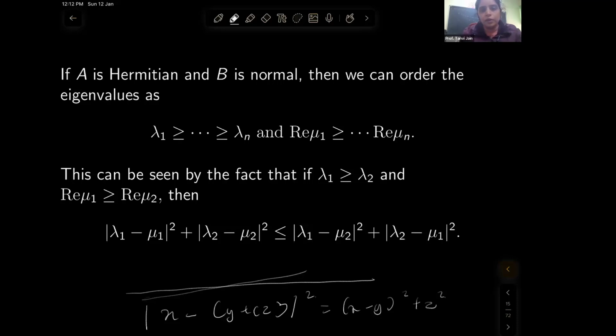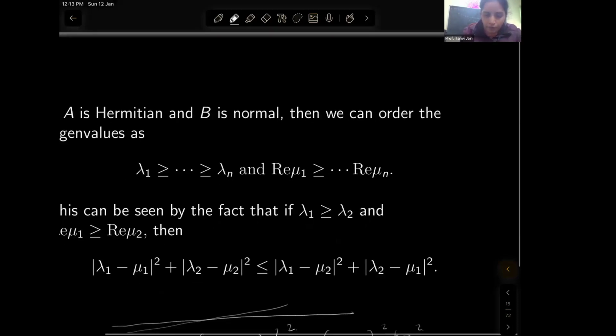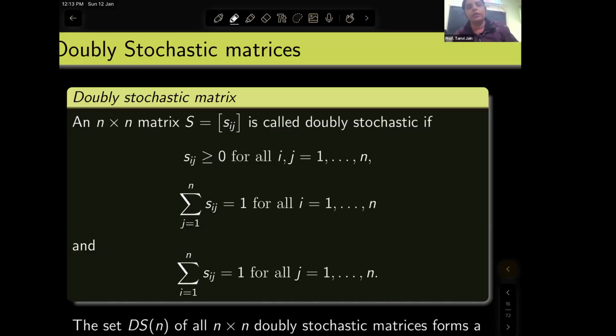Now I want you to think. I am saying that if B is any arbitrary normal matrix, you order it according to the real parts of the eigenvalues. What happens when B is skew Hermitian? You can write the answer out, in fact. Can you suggest some ordering of it? What do you think? If A is Hermitian and B is skew Hermitian, what happens? Think of it. Okay.